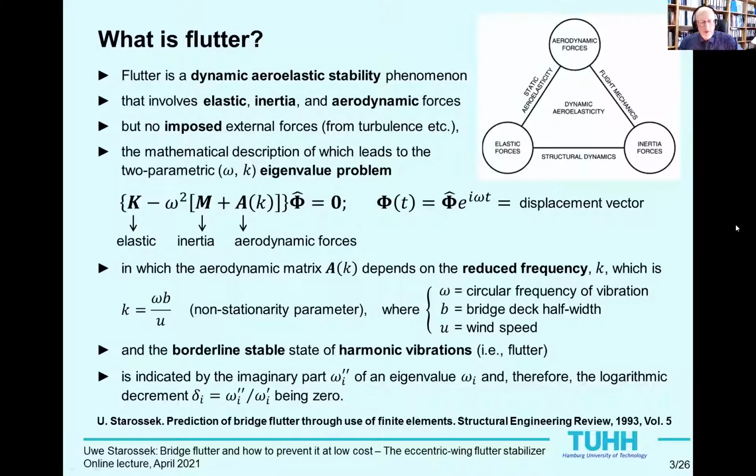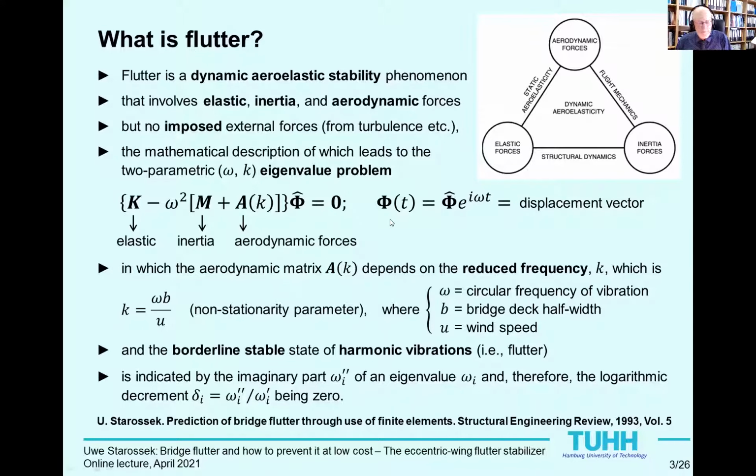More specifically, flutter is a dynamic aeroelastic stability phenomenon that arises from the interaction of three kinds of forces: the elastic restoring forces and the inertia forces of the structure, and the aerodynamic forces. In the pure form of flutter, no imposed external forces, say from turbulence or vortex shedding, are involved. The time variable aerodynamic forces on the structure are solely induced by the motion of the structure. Indeed, they are modeled as linear functions of the displacements of the structure, which are summarized here in the displacement vector phi.